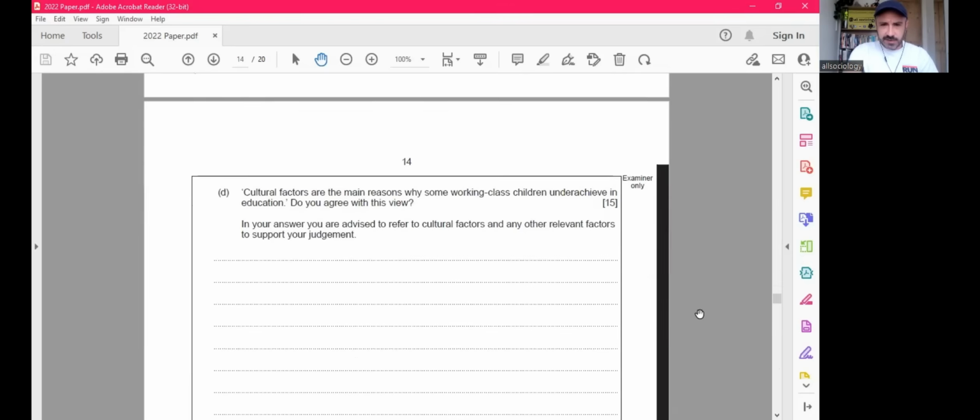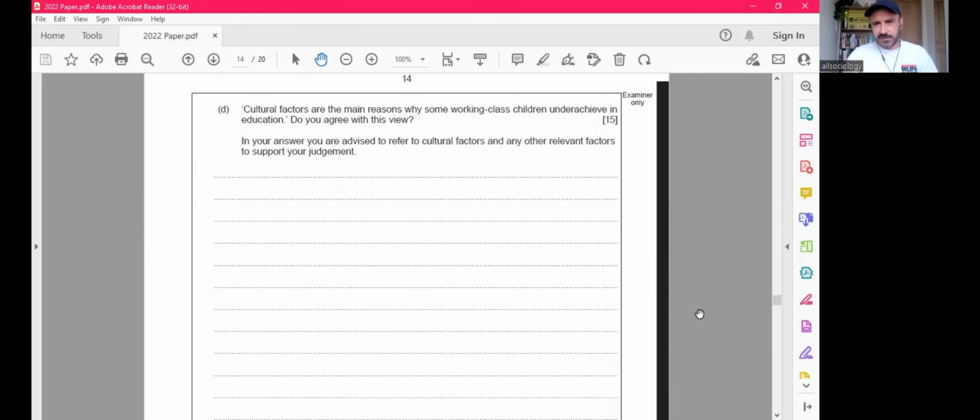So on to the big essay. Now, with this essay, I actually think this is a beaut of a question, and I'm going to explain why I think this is a nice question in a minute. It might not look like a nice question. Cultural factors are the main reason why some working class children underachieve in education. Do you agree with this view?